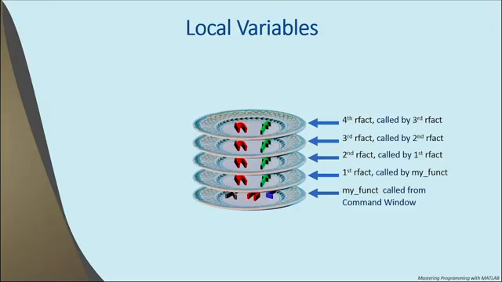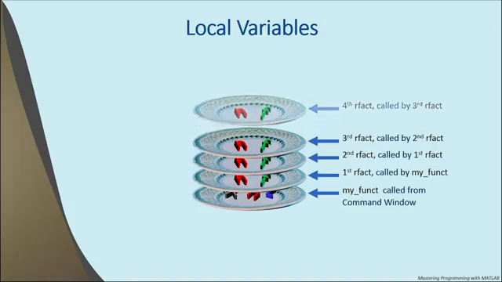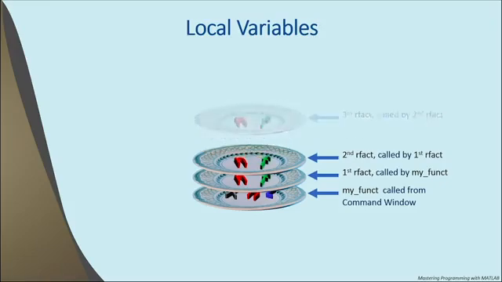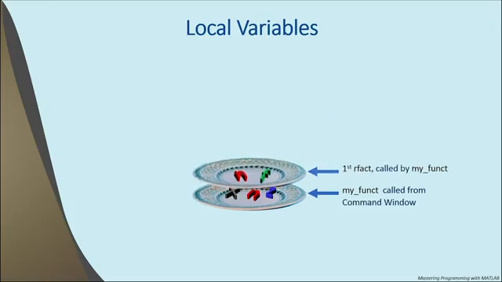So now the 4th activation of rfact is busily working away while its other 3 activations are all paused. Eventually the 4th rfact will finish. When it does, its frame is popped off the stack, its execution ends, and the 3rd activation of rfact continues from where it left off. And when the 3rd rfact finishes, its frame will pop off the stack, and its execution ends. And so forth until we're back to myfunct.